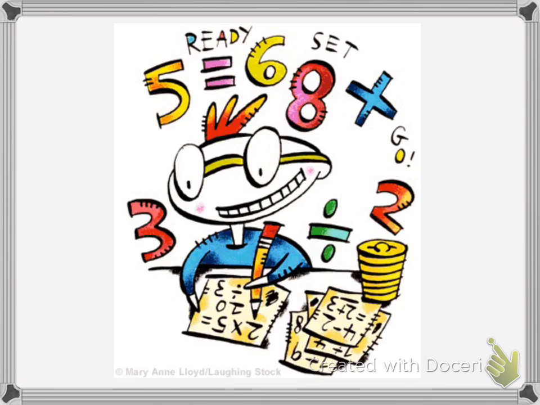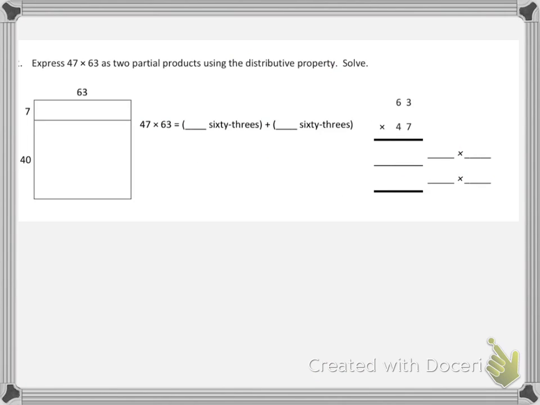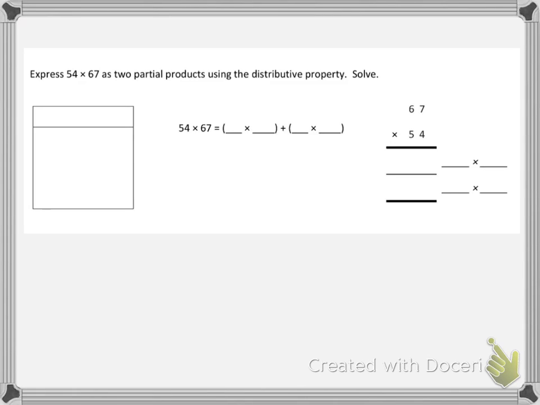All right, let's see how you could do tonight. Express 47 times 63 as two partial products using the distributive property and solve. Now, boys and girls, please make sure you bring in your work tomorrow so I can see how you solved. Express 54 times 67 as two partial products using the distributive property and solve. Again, I want to see your work tomorrow.